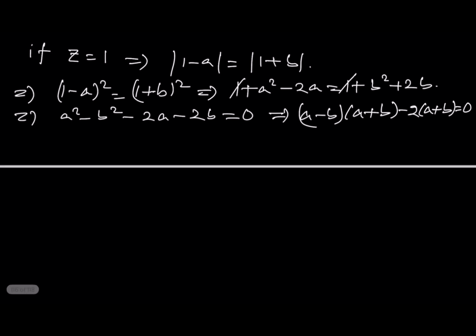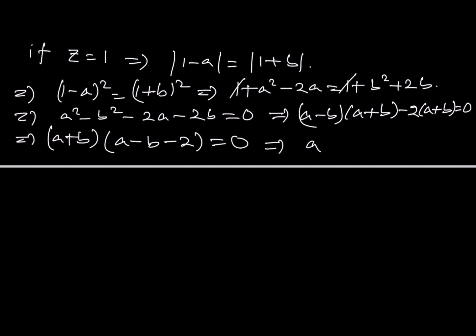Or if I take a plus b common, then inside the bracket what will be remaining? a minus b minus 2 is equal to 0. As a plus b is not equal to 0, it is given in the question. So from here a minus b is equal to 2, or a is equal to b plus 2, right? So from this equation I can take a and b.